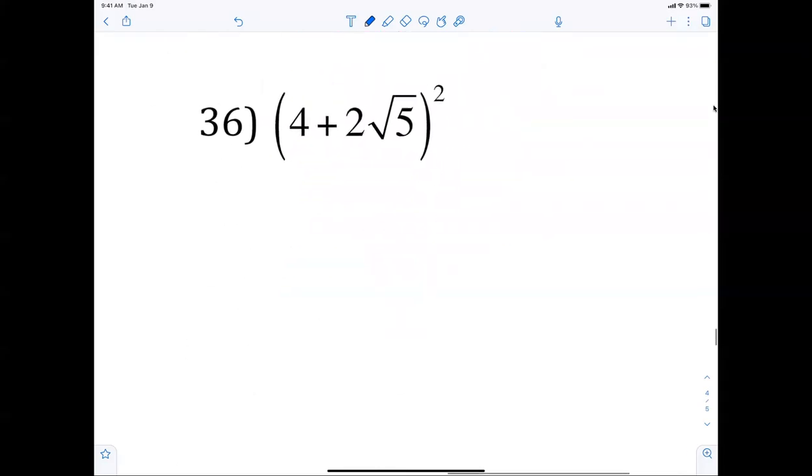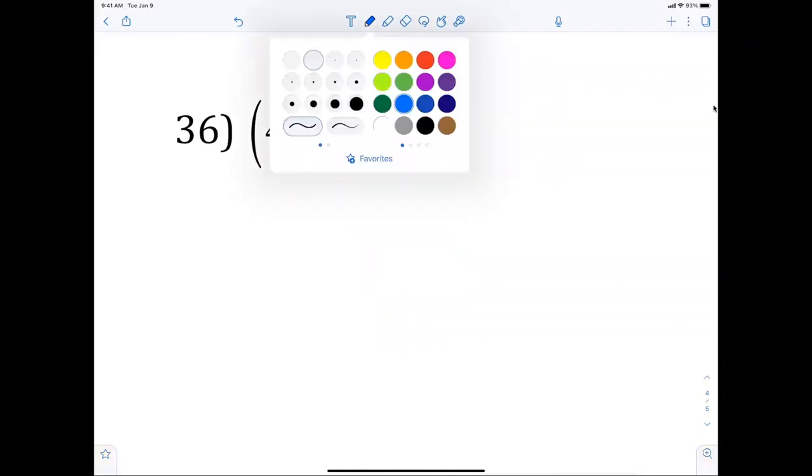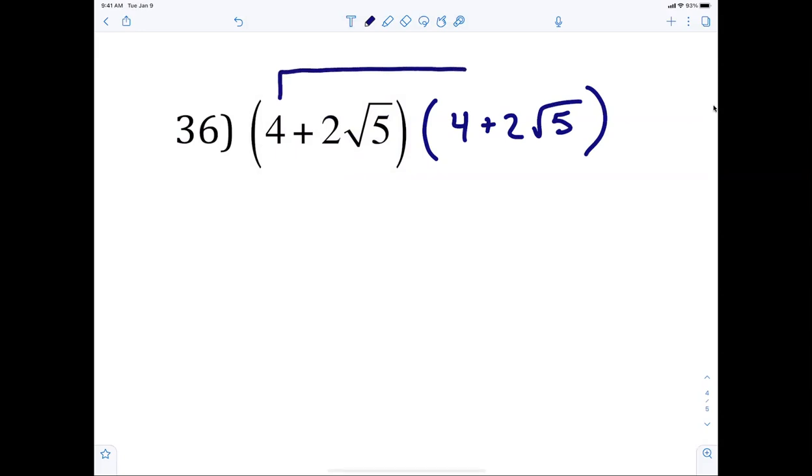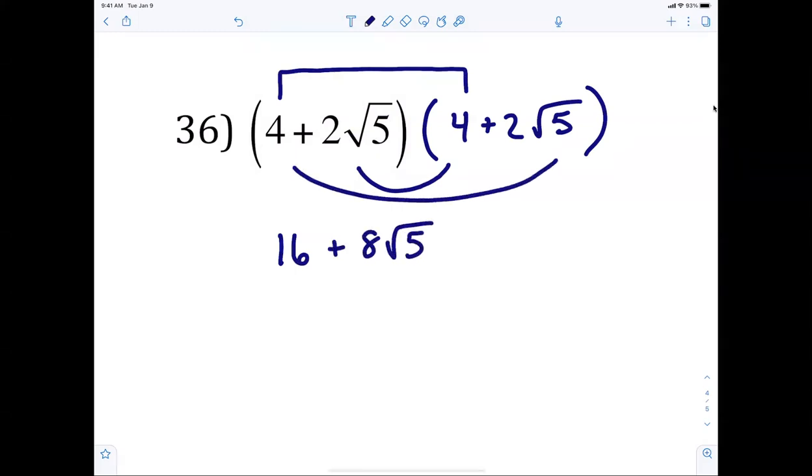All right, here we go. Now, I like to tell kids to just go ahead and write this out. 4 plus 2 radical 5. Come on now, everybody give it a shot. Everybody should be able to tell me 4 times 4 is 16. Would that be 8 radical 5? 8 radical 5, and then another 8 radical 5.